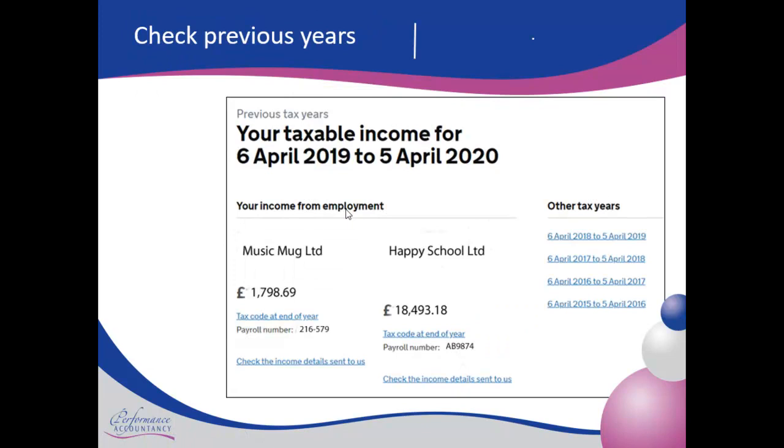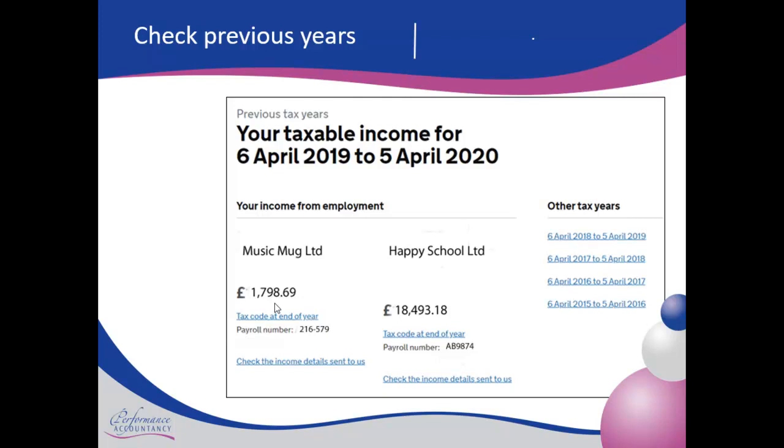Automatically I've gone for 2019-20, and you'll see this person has 2 employments set up. Okay, it will tell you the employer name. So this one I've got Happy School Limited and Music Mug Limited. It will say how much your gross pay has been for each of those employments. Okay, that is not the end of the story. Oh, no, because that's gross pay. You will probably find that you have had tax deducted.